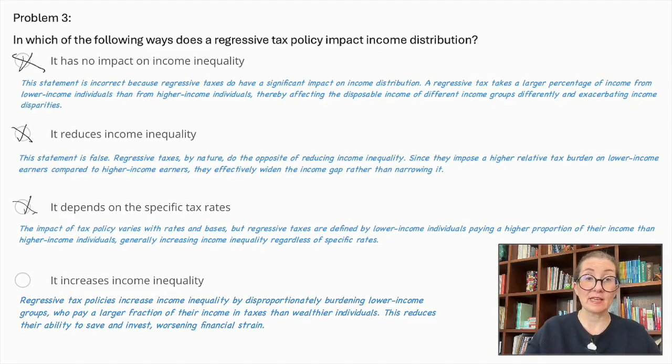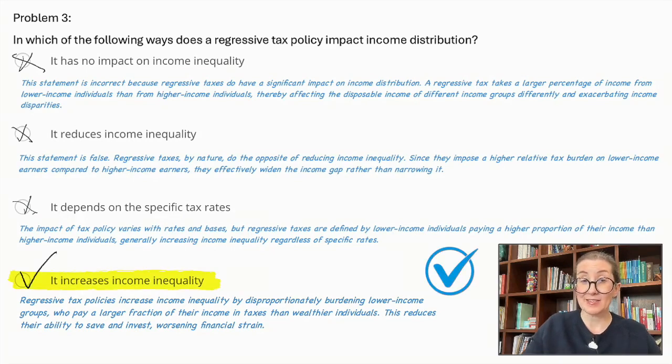It increases income inequality. This is the correct statement. Regressive tax policies disproportionately affect lower income groups by requiring them to pay a greater fraction of their income in taxes than wealthier individuals. This disproportionate burden can lead to greater financial strain on lower income families, reducing their ability to save and invest compared to higher income families, thereby increasing income inequality. And that is the correct answer.